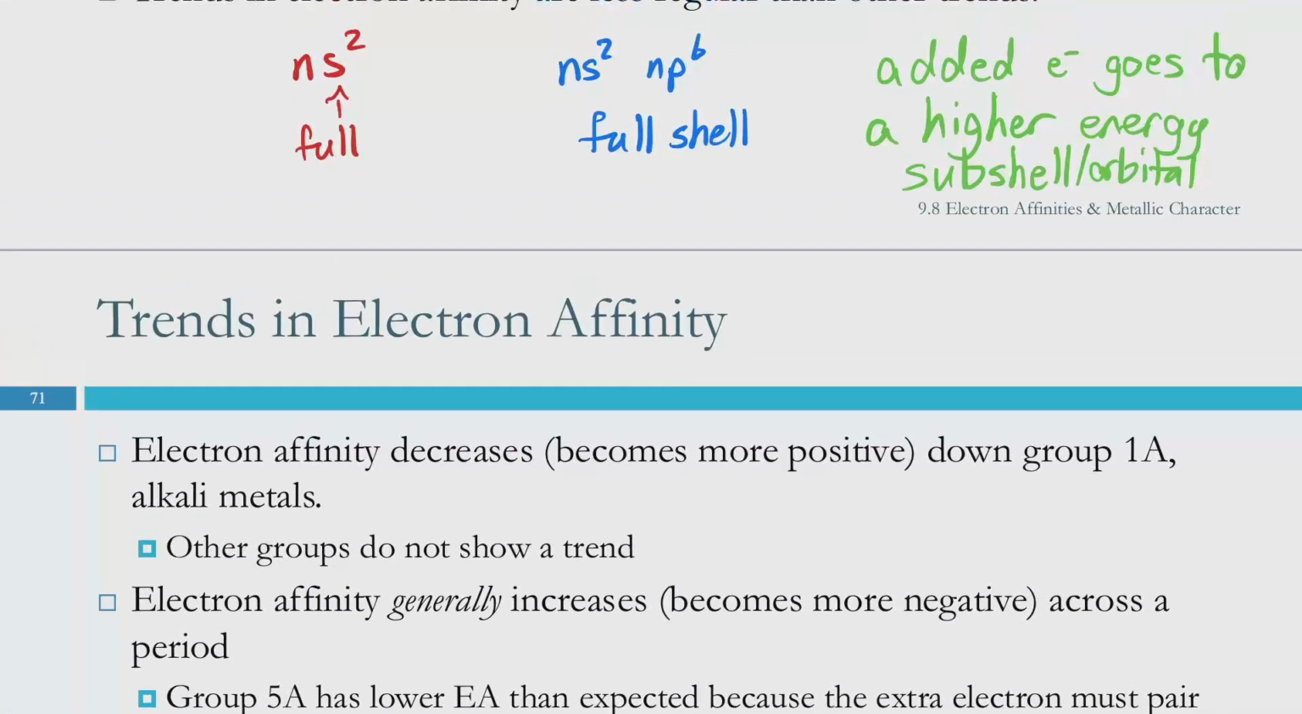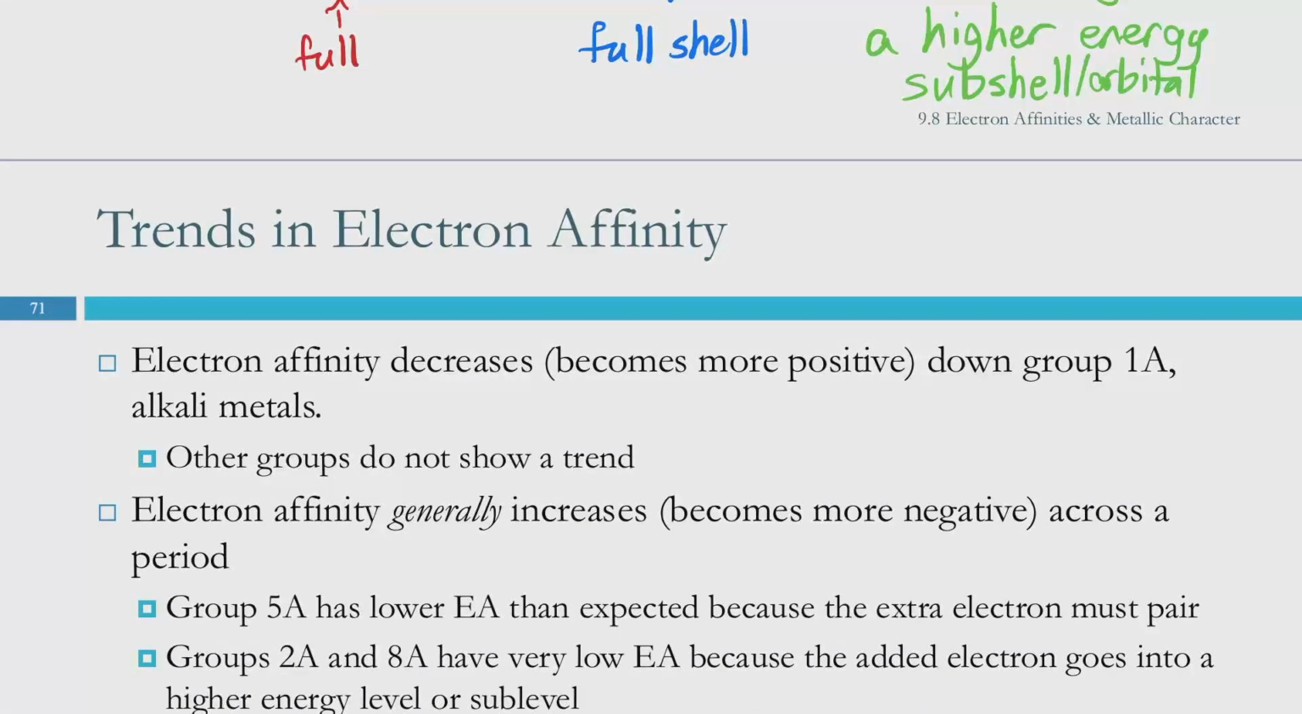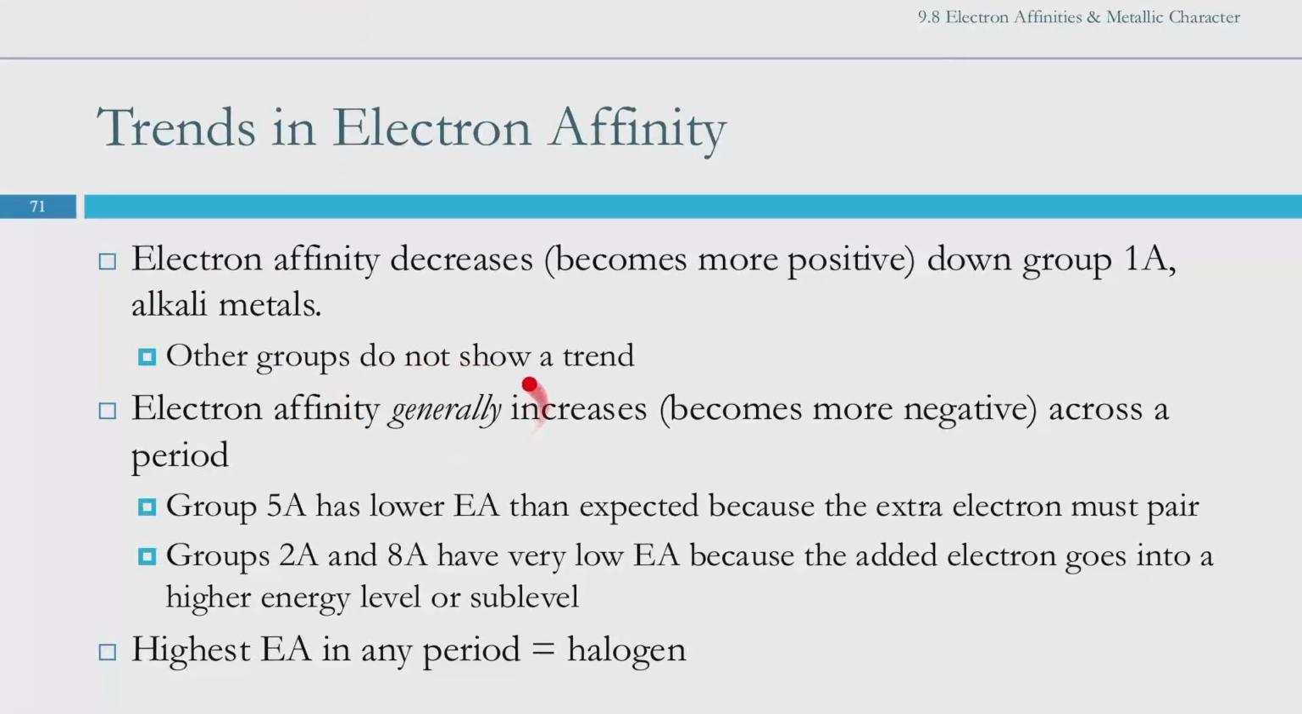So our trends for electron affinity. Electron affinity decreases down group 1A, for our alkali metals. Other groups don't show a trend. Electron affinity generally increases, becomes more negative across a period. So generally, this also increases up and to the left. And by increases, more energy released.